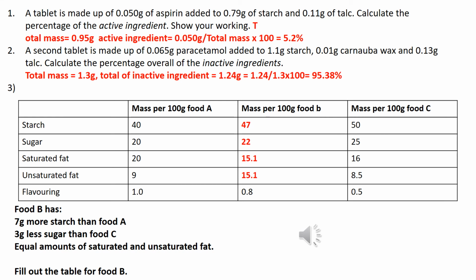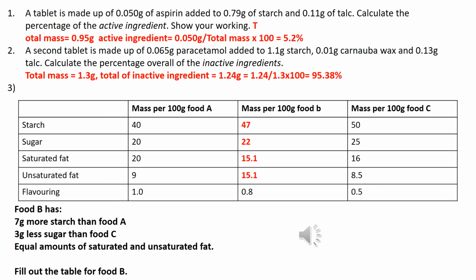For question number 2, it asks you to calculate the percentage overall of the inactive ingredients. So you need to look at the inactive ingredients. What are the inactive ingredients? It's going to be starch, which is 1.1 gram, carnauba wax, which is 0.01 grams, and talc, which is 0.13 grams. Again, you have to work out the total mass first. You add all of them up together, 0.065 plus 1.1 grams, plus 0.01 grams, and then plus 0.13 grams. So you should get 1.3 grams. That is the total mass.